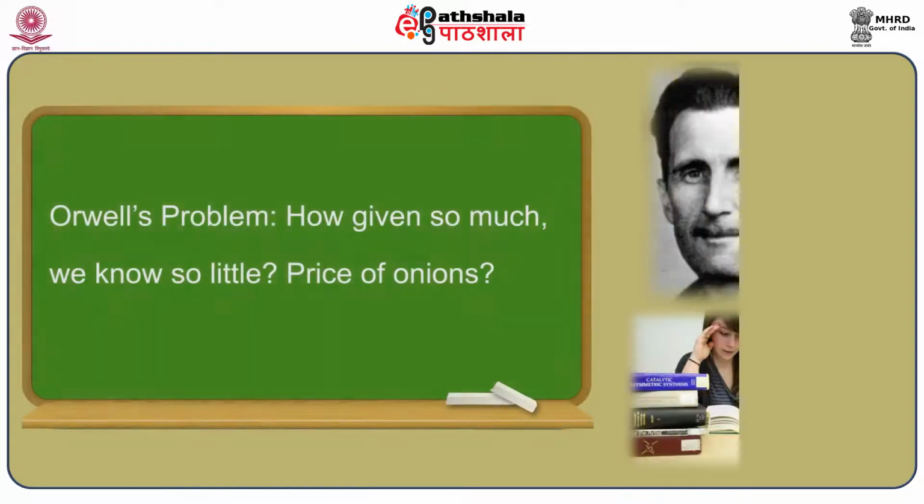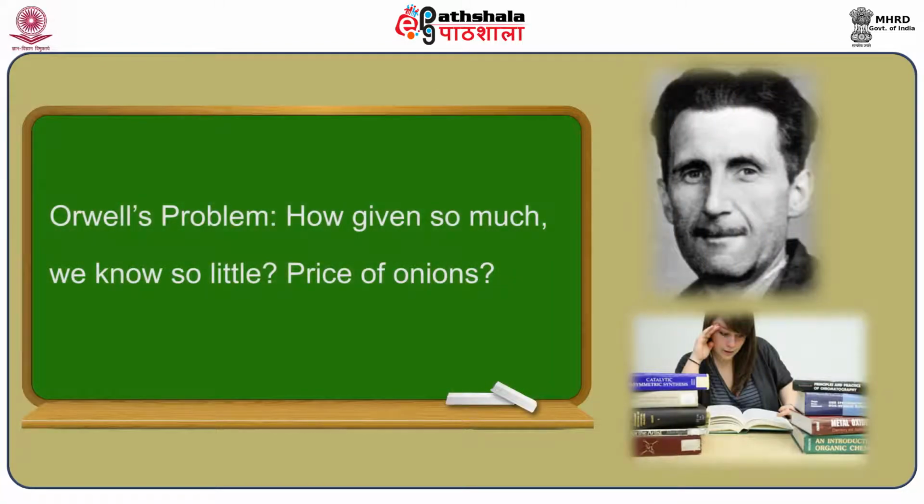On the other hand, Orwell's problem is exactly the opposite. Given so much, not just as children, but all our lives, you spend a whole lifetime and you know everything about onions, for example. You know how they are grown, how much onions are grown, how they are sold, at what prices they are sold, but still, in spite of all the knowledge about onions across the world, you cannot tell what price will be the onions tomorrow.